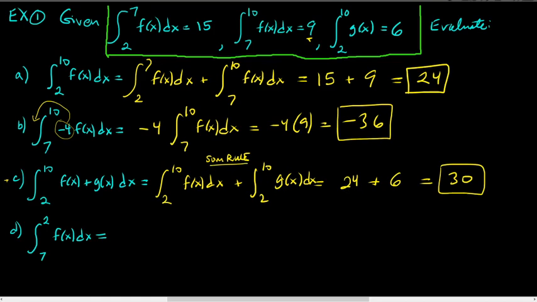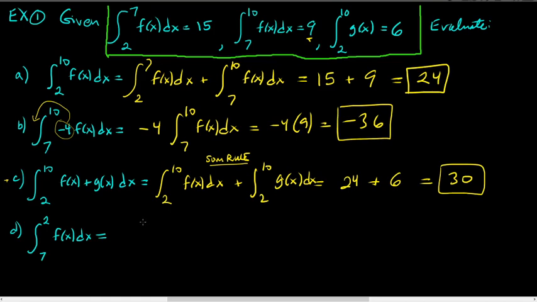All right. And finally, part D here, we have the definite integral from 7 to 2. Now that looks backwards, right? Because we are given the integral from 2 to 7. And generally speaking, this lower number here should be smaller than this upper number. But in this case, the lower number is bigger than the upper number. And that should not happen, but it can. It does here.